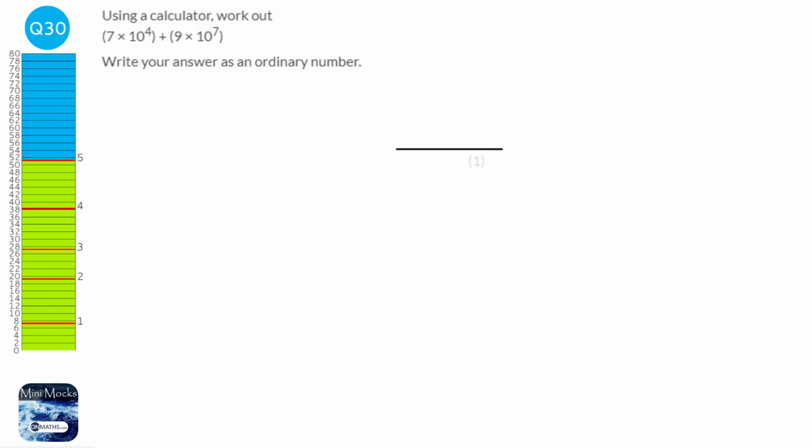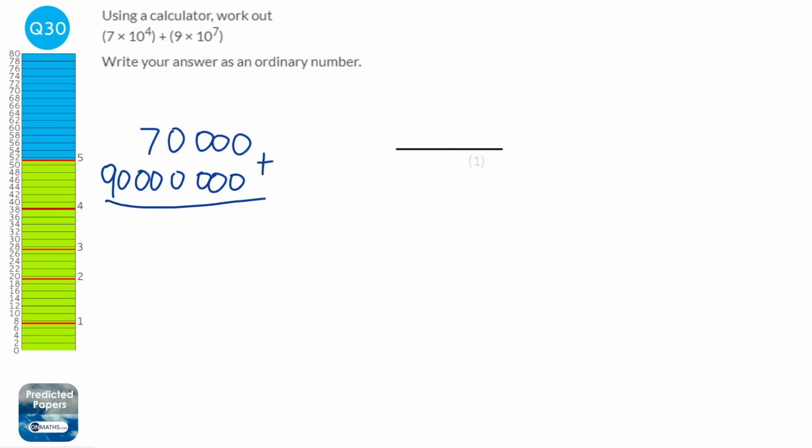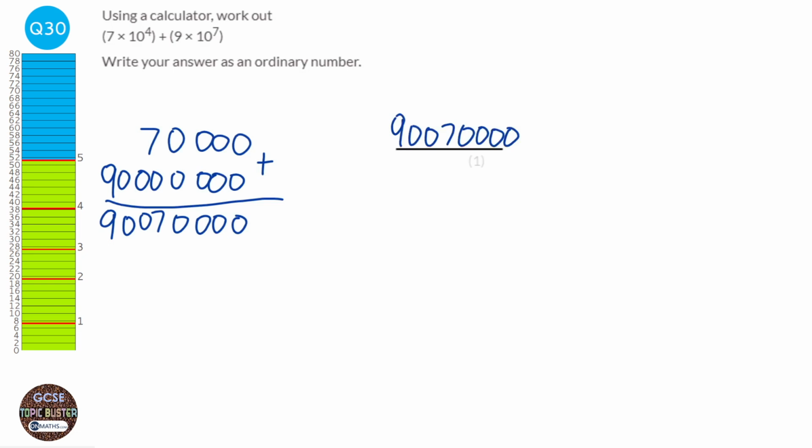So 7 times 10 to the power 4 is going to be 70,000. And 9 times 10 to the power of 7 will be 90 million. And so when you add them together, you get 90,070,000. Now if you have access to a calculator, if this is on the calculator paper, then you can just type it into your calculator.